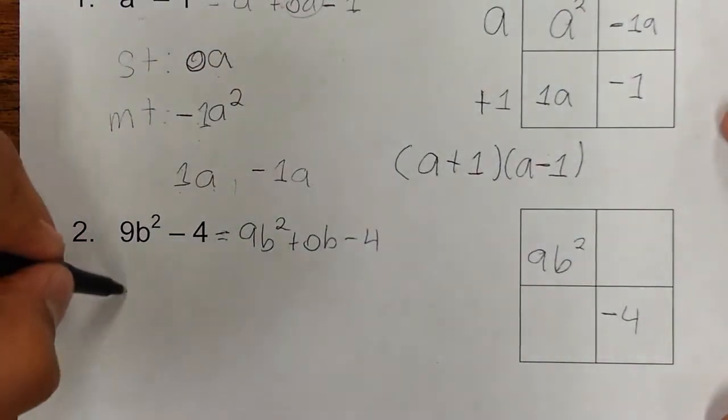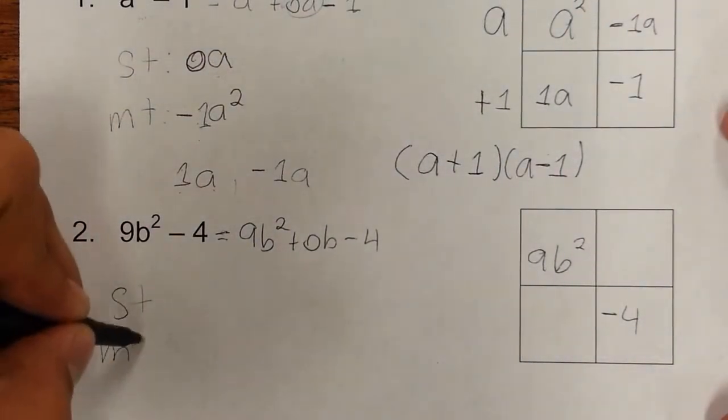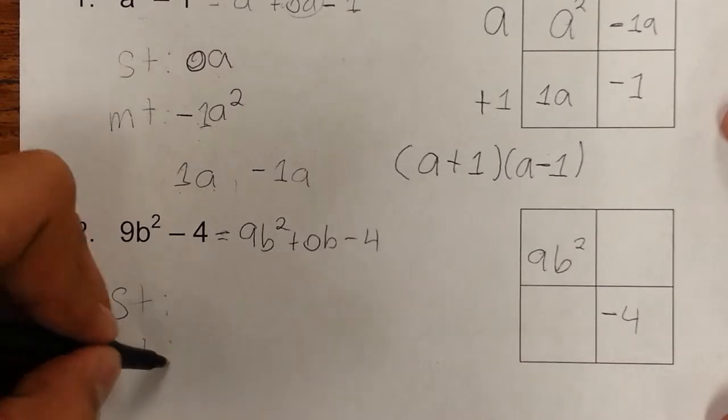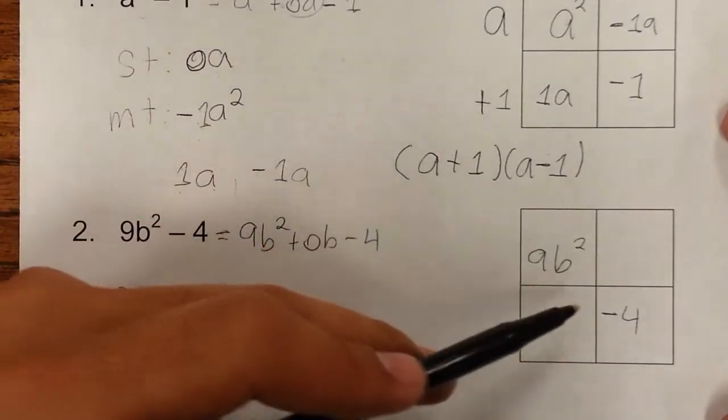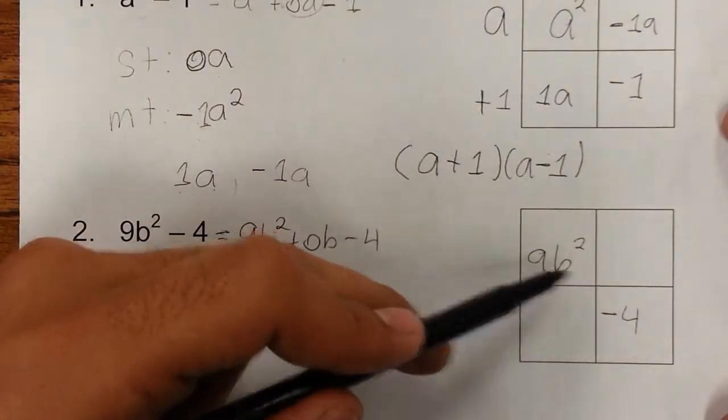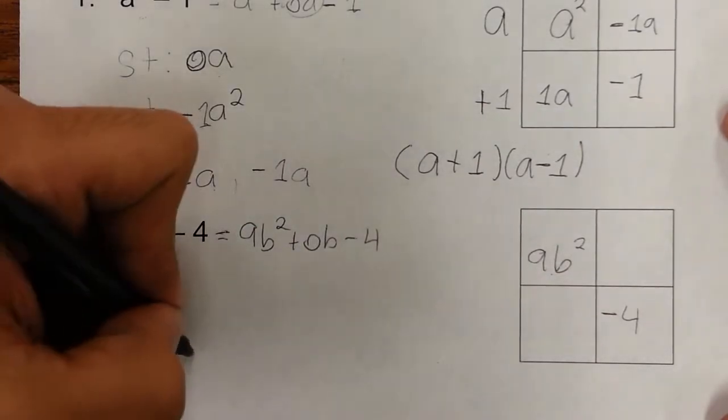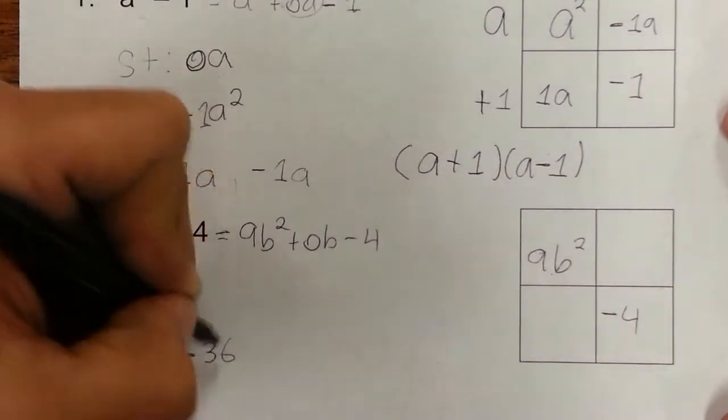Now I want to fill in my sums to and multiplies to. So I'm using my sums and products for this one. Multiplies to is the result of multiplying this diagonal right here, so 9b squared times negative 4 would make a negative 36b squared.